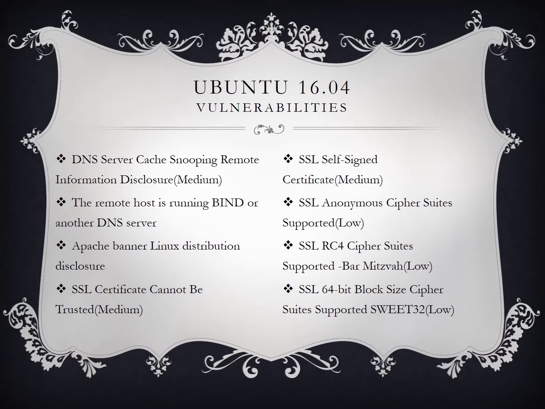On the Ubuntu system, we have 3 medium vulnerabilities, 3 low vulnerabilities, and 35 informative. With the vulnerabilities, we have the DNS server cache snooping remote information disclosure as well on the Ubuntu system, the same as we had on the Windows system. We have the Apache Linux distribution disclosure.